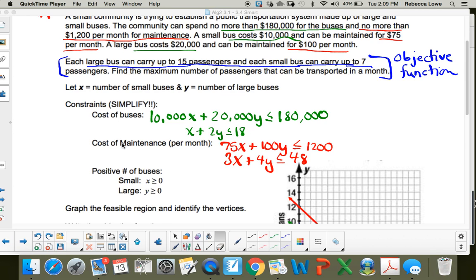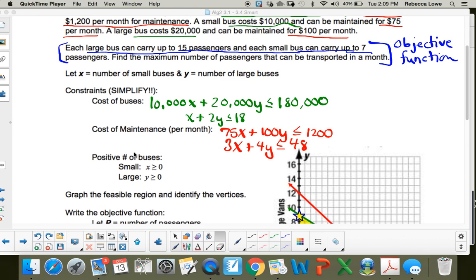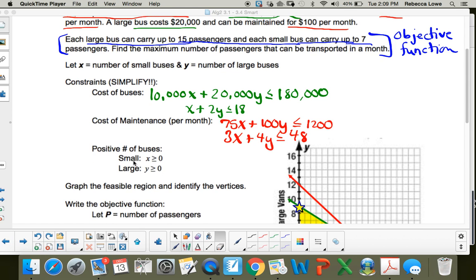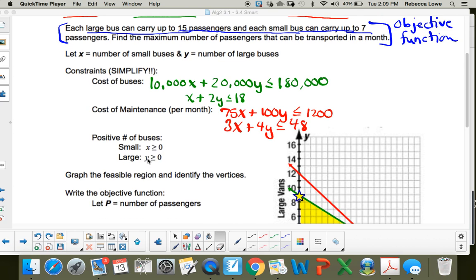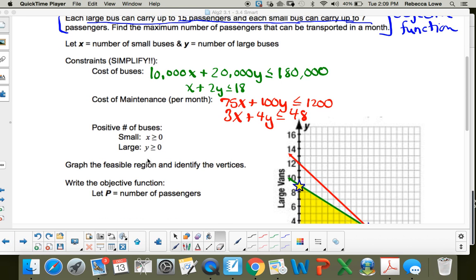And then the cost of maintenance per month is 75x plus 100y is less than or equal to 1,200. All this was pulled from the first paragraph. All these are divisible by 25, so I divide everything by 25, and I get 3x plus 4y is less than or equal to 48. And that's the other constraint I'm going to graph. The number of buses has to be positive, so these constraints are x is greater than or equal to 0 and y is greater than or equal to 0.